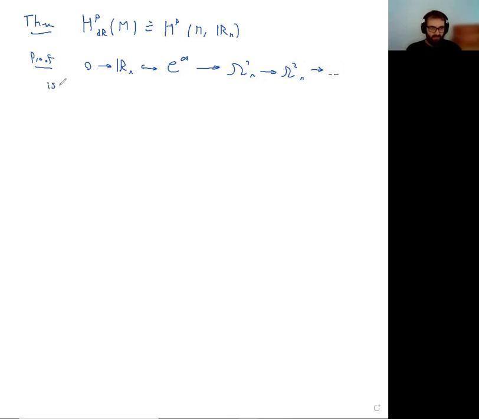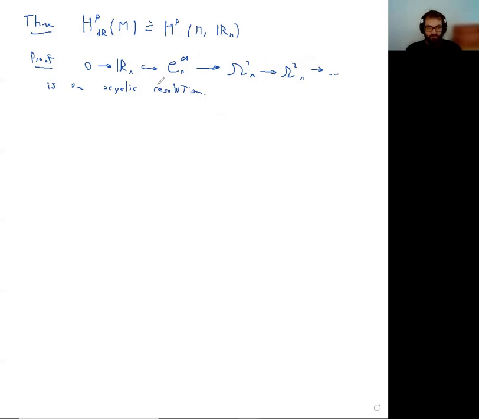This is an acyclic resolution. It is an acyclic resolution by the first theorem we saw yesterday, which said that if you have a sheaf of C^∞(M)-modules, then it is acyclic. So each one of these, besides the locally constant functions, is in fact a sheaf of C^∞(M)-modules. Therefore, this is an acyclic resolution.